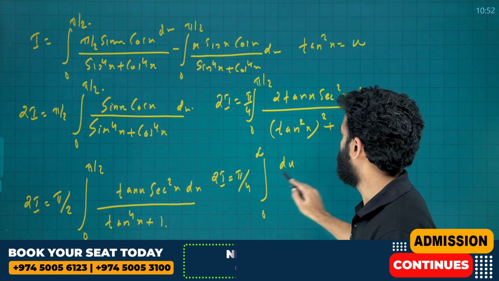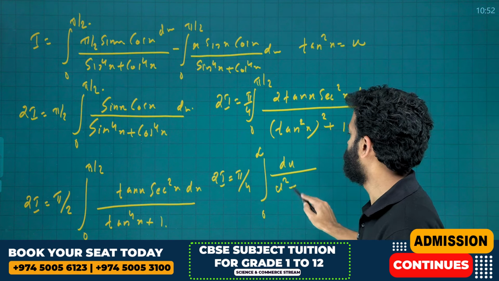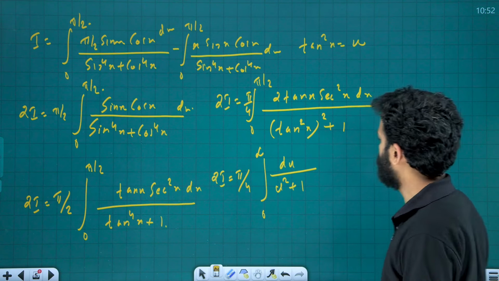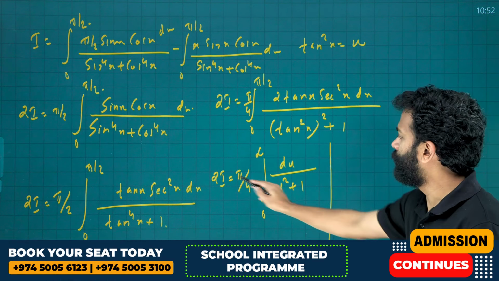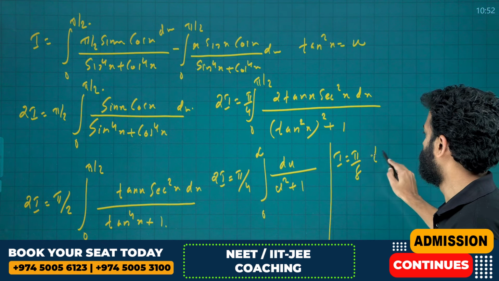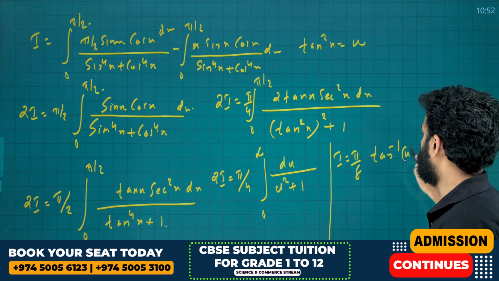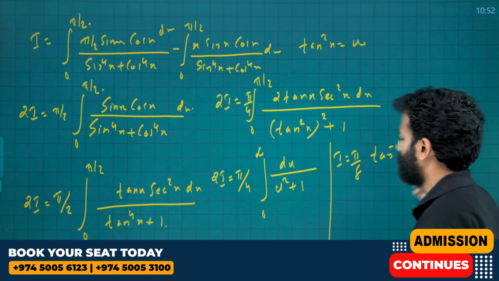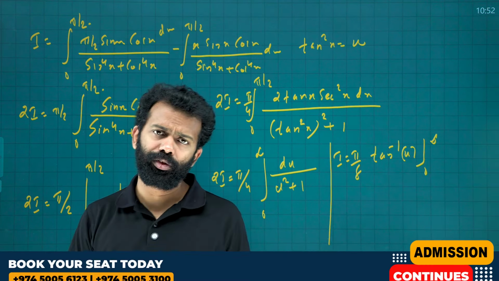This is du divided by what? u square plus 1. A very direct integration. Therefore, I is equal to pi by 8 into tan inverse of u, from 0 to infinity. There is no need of substituting 0, tan inverse 0 is 0.